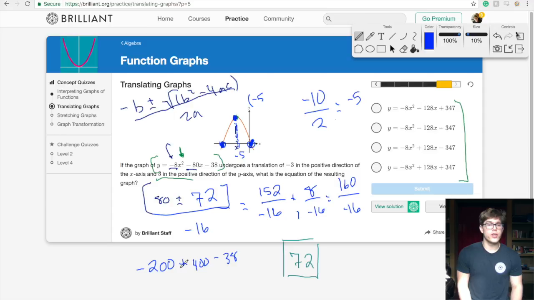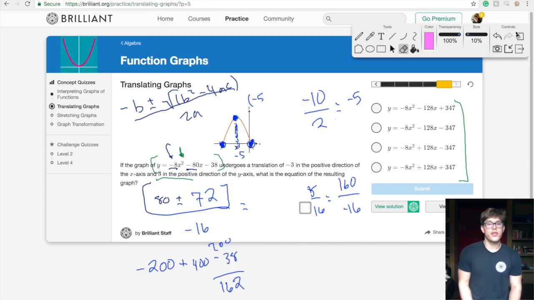And what is this value? Well, negative 200 plus 400 is 200. And what is 200 minus 38? 200 minus 38 is 162. So, wow, this is a long problem, but it's worth it. It's good that we can see all this math. This is great. I really like this one.